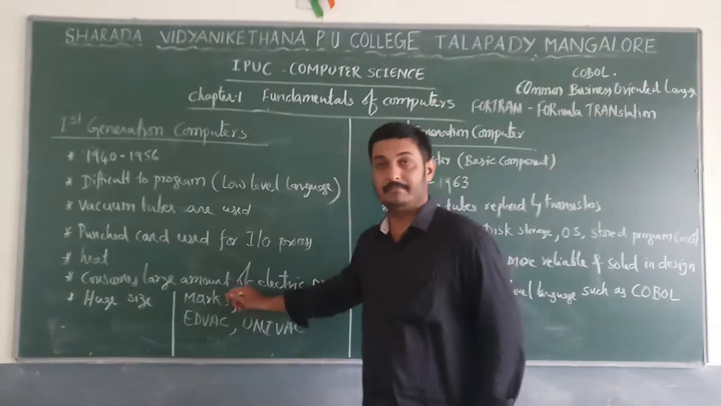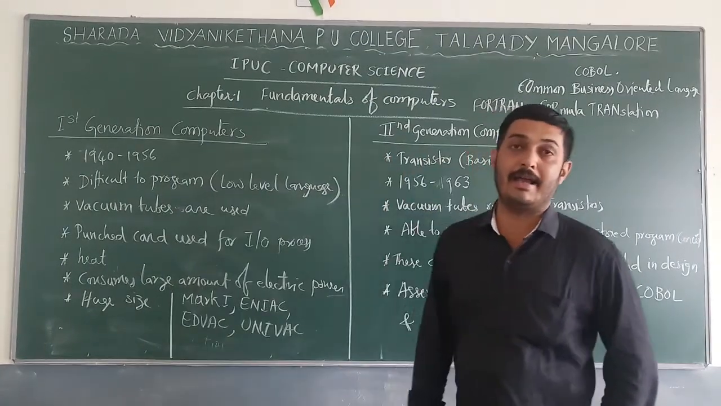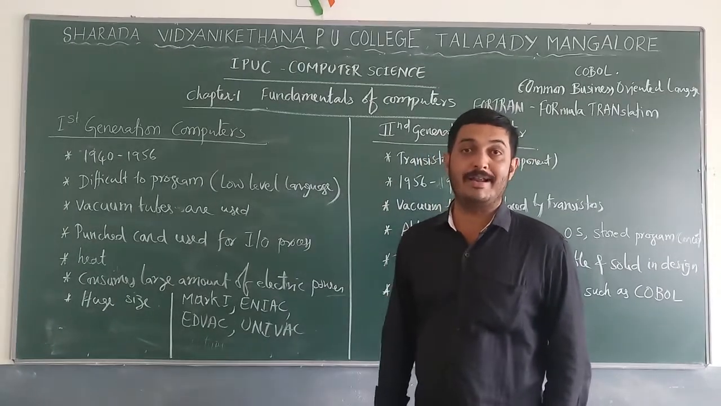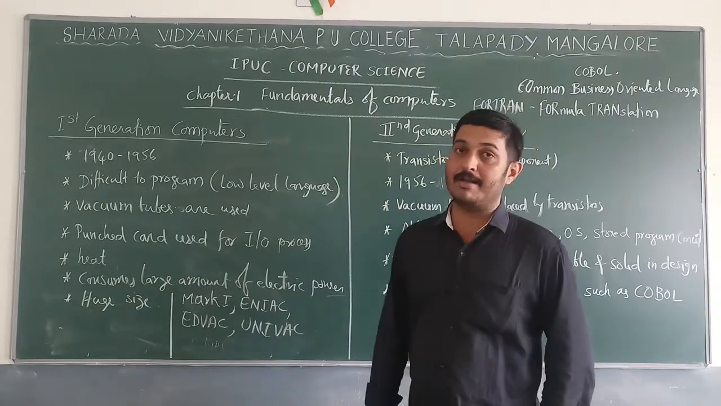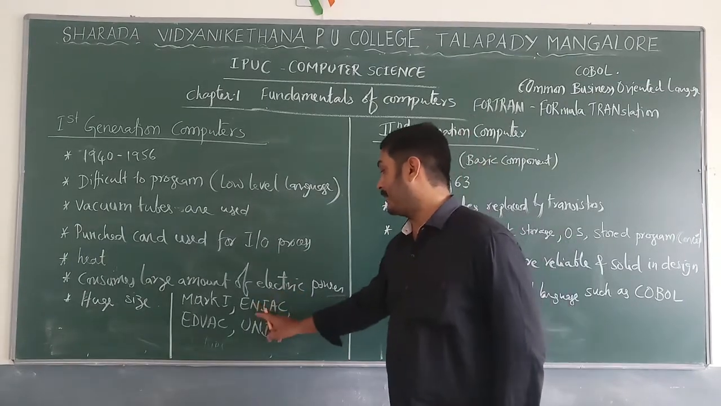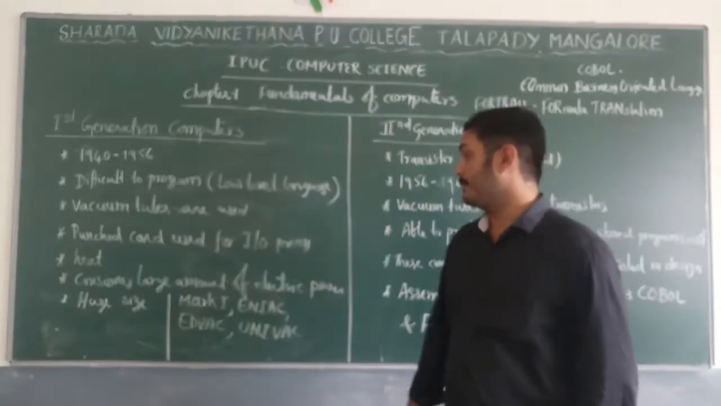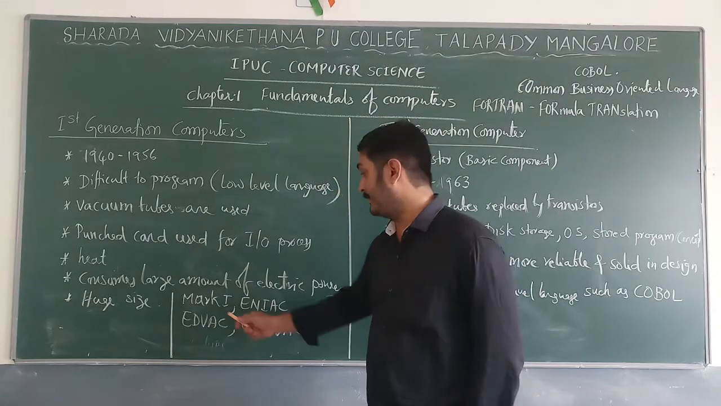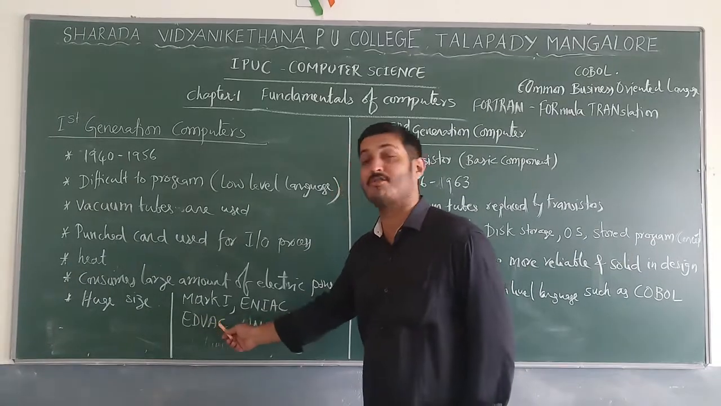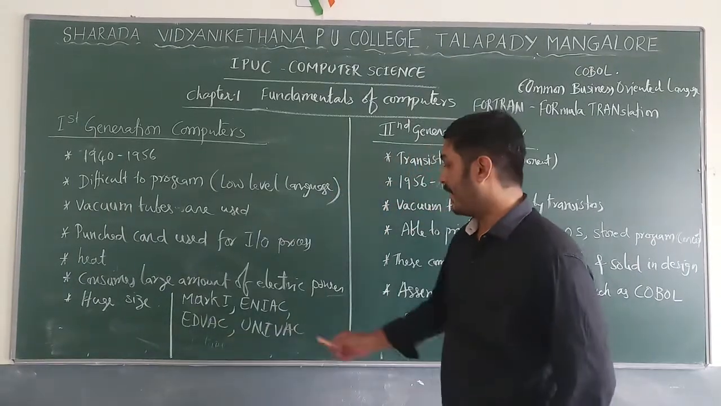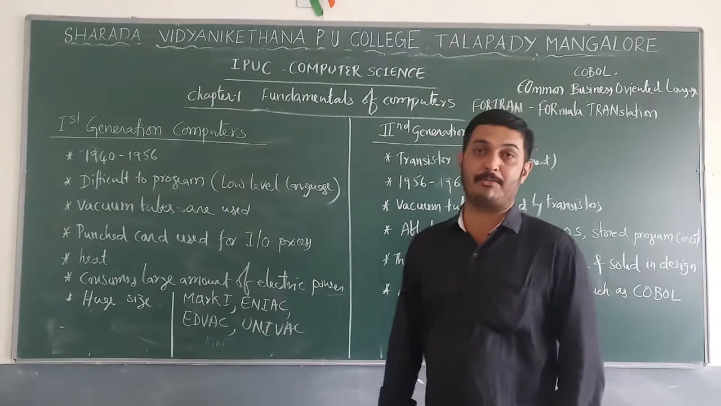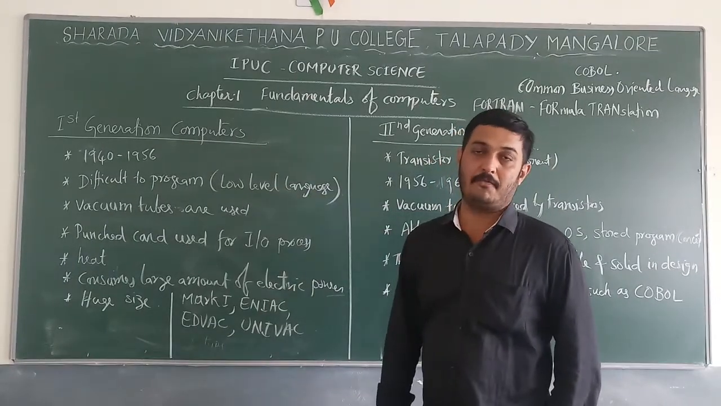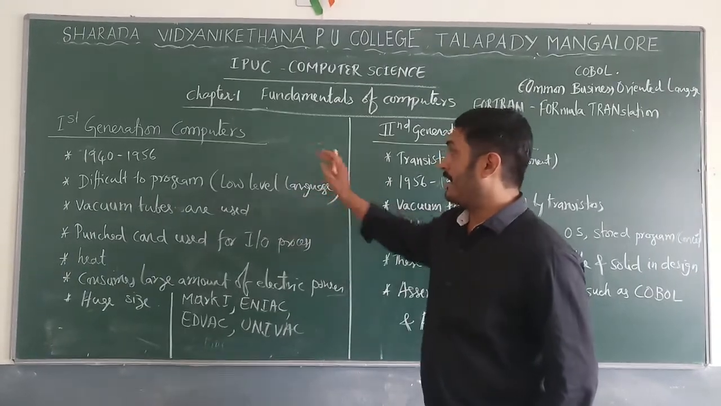Mark I was designed by Howard H. Aiken. Next, ENIAC, electronic numerical integrator and calculator, or electronic numerical integrator automatic computer. And next one is EDVAC. EDVAC means electronic discrete variable automatic computer. And then UNIVAC, universal automatic computer. Okay, these all come under first generation computers.